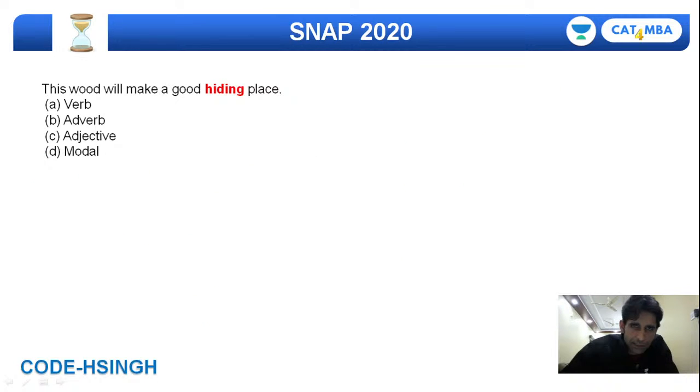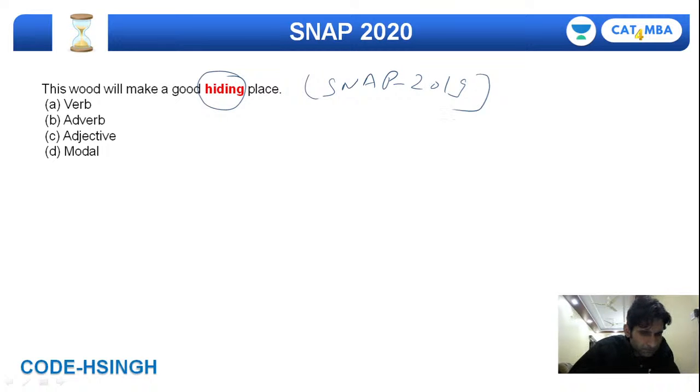Okay guys, moving on to the next question. Have a look at this. This wood will make a good hiding place. Tell me the underlined word. What is the part of speech, guys? This word, hiding. Now this is an actual SNAP question. I believe it's a SNAP 2019 question. This is an actual SNAP question from 2019. Okay, Swati says C option.